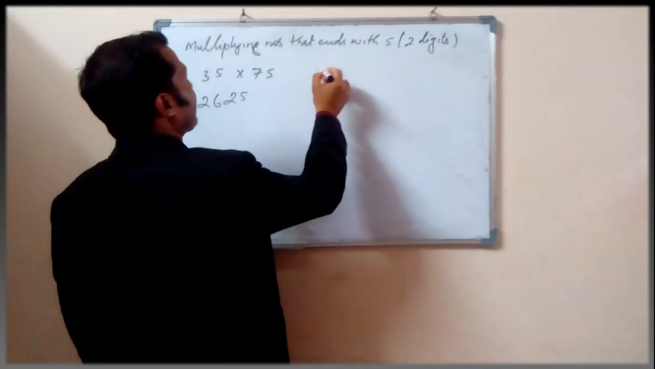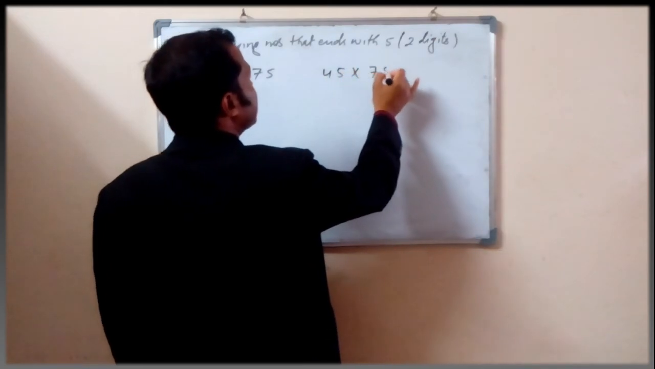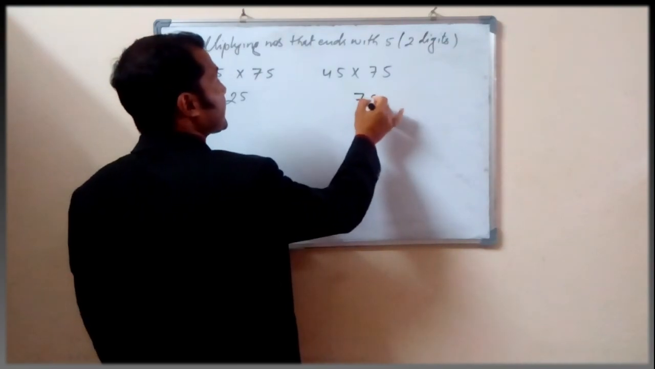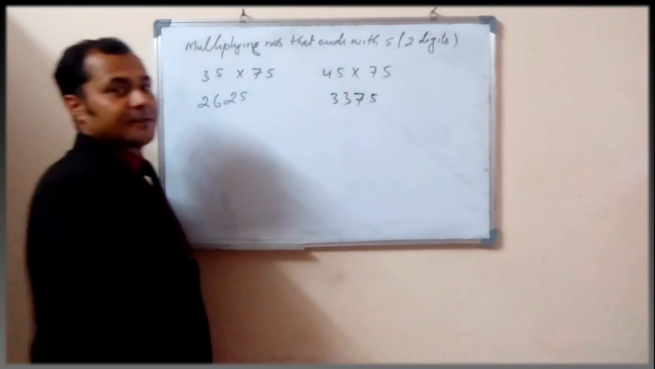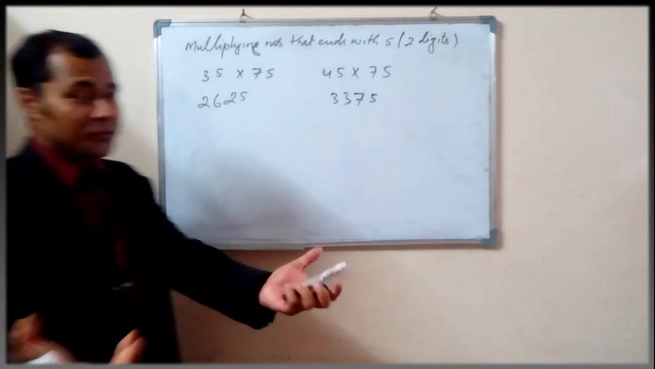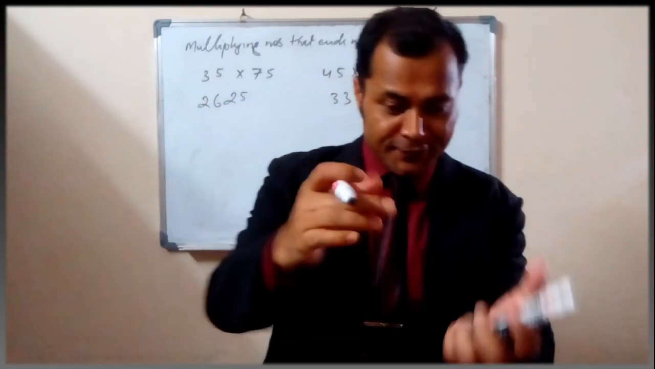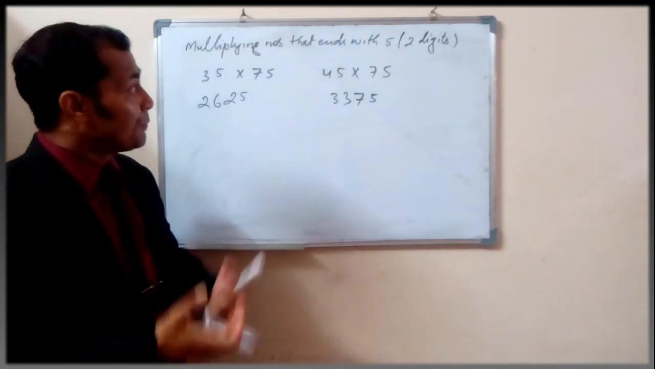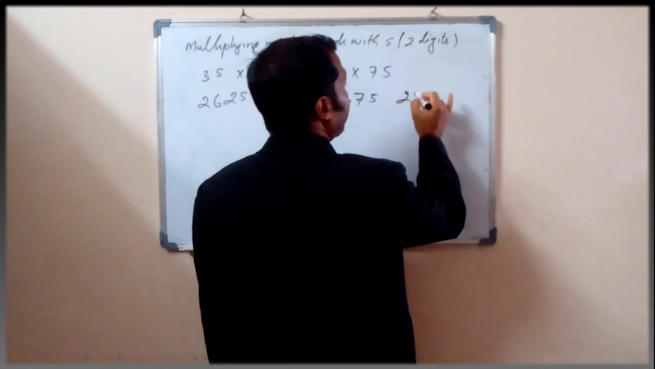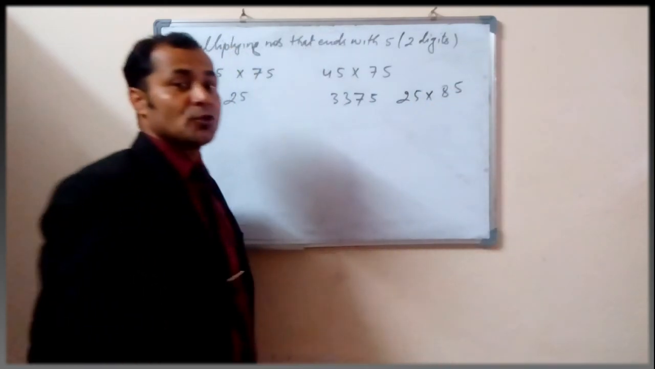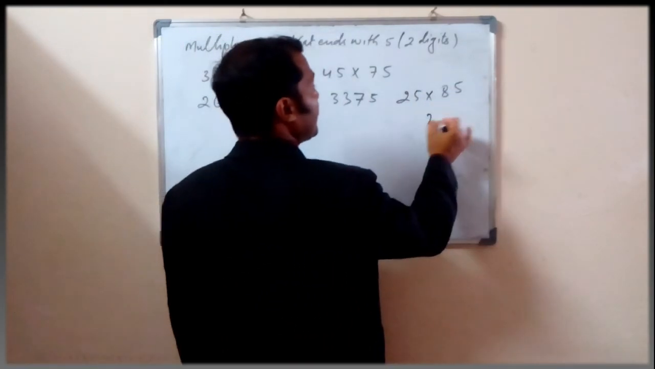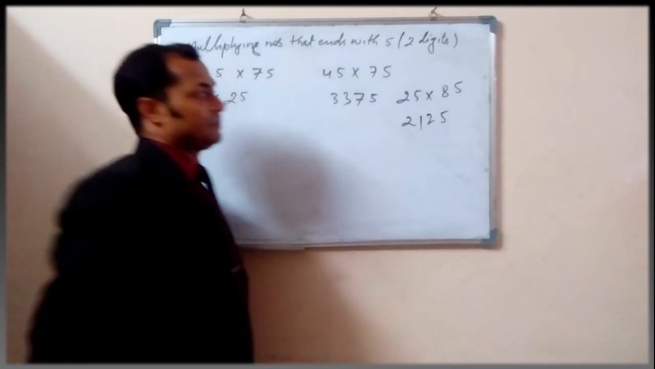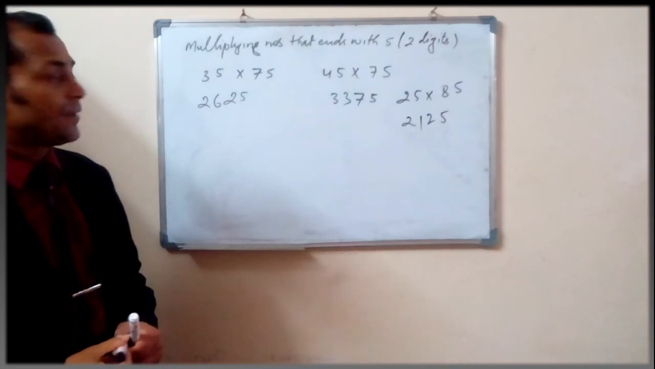I'll give you one more example, 45 into 75. What is the answer? The answer is this. You can just try, take out your calculator, multiply, pause the video and check it. It's very simple. Let me give you one more example, 25 into 85. The answer is 2125. So that is the answer.